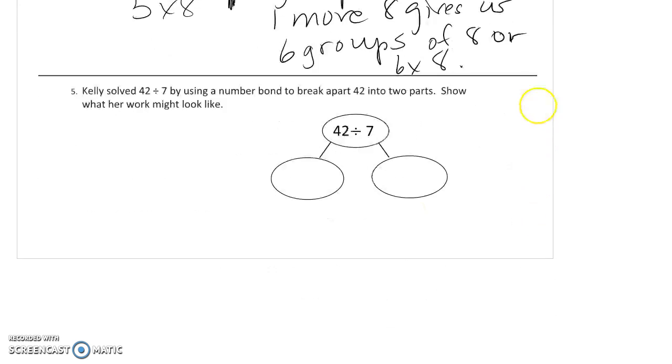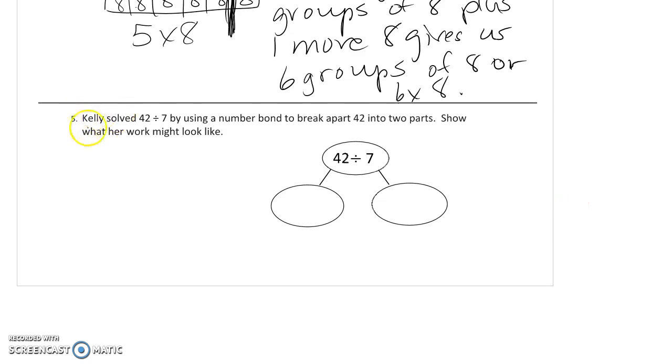All right, let's do number 5. Is that the end? Yeah, that's the end. Kelly solved 42 divided by 7 by using a number bond to break apart 42 into 2 parts. Show what her work might look like. Okay, so I know I have to divide everything by 7. That's the way these number bonds work. If this said divided by 2, I'd have to copy the divided by 2 everywhere.